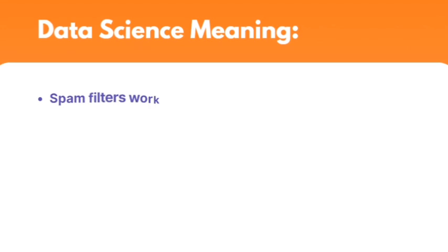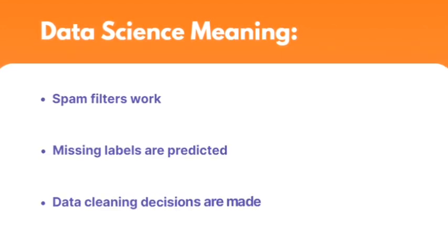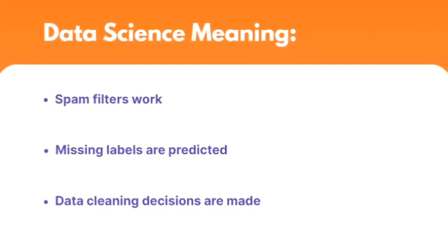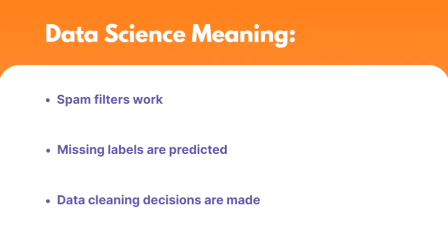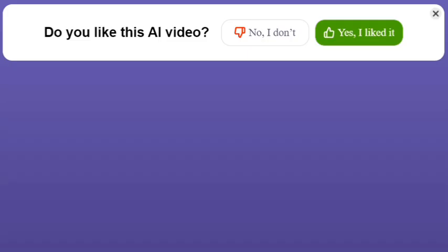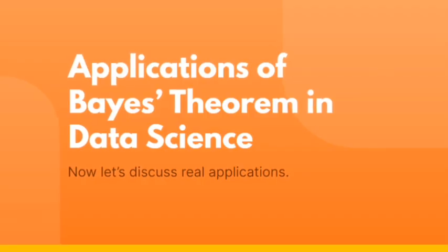Data science meaning. Spam filters work. Missing labels are predicted. Data cleaning decisions are made. Science.